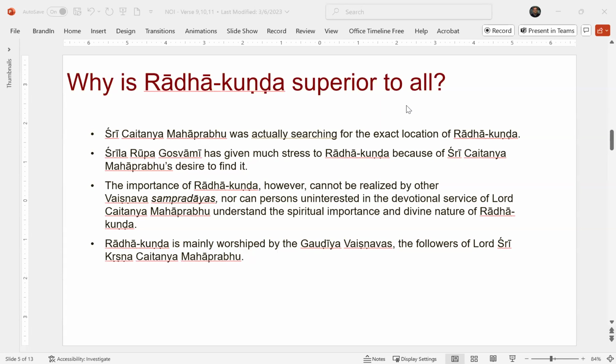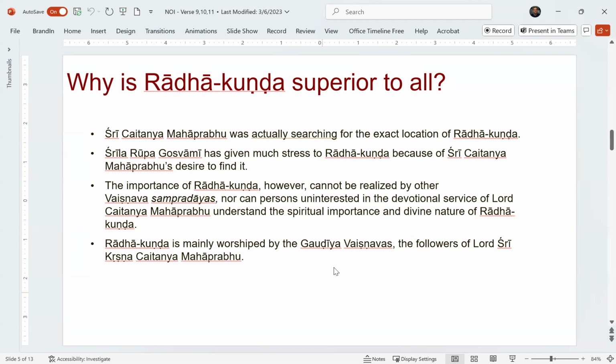So these are the four reasons that Prabhupada gave: Mahaprabhu was searching for that location, which is why Rupa Goswami stresses it so much. And Prabhupada also mentioned that this is a very special place for us Gaudiya Vaishnavas, because we are followers of Chaitanya Mahaprabhu. So this is of extreme love for us as Gaudiya Vaishnavas.